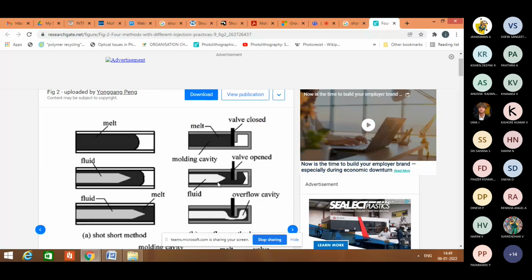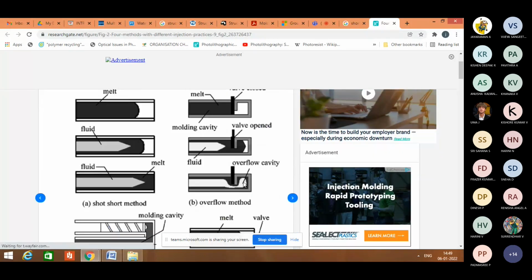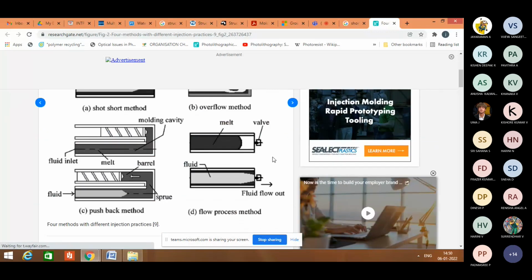The fluid enters into the molten polymer. After this wall, the flow is somewhat high. This flow is considered the overflow cavity. And the last one is fluid flow out, which plays a major role in the water assisted injection molding process.